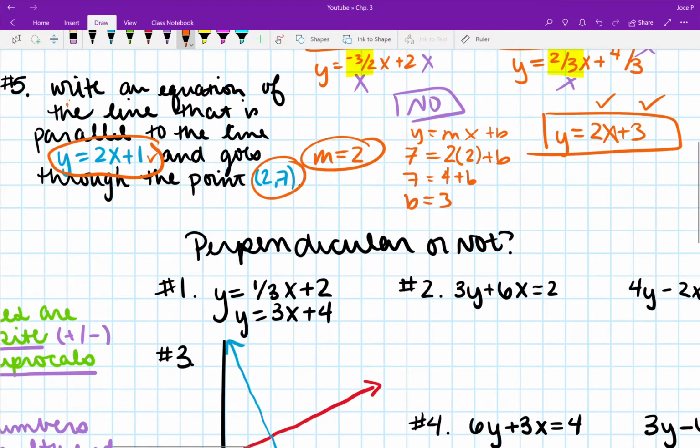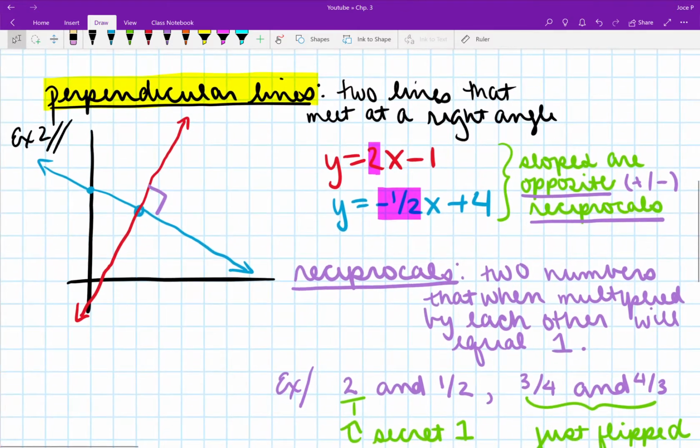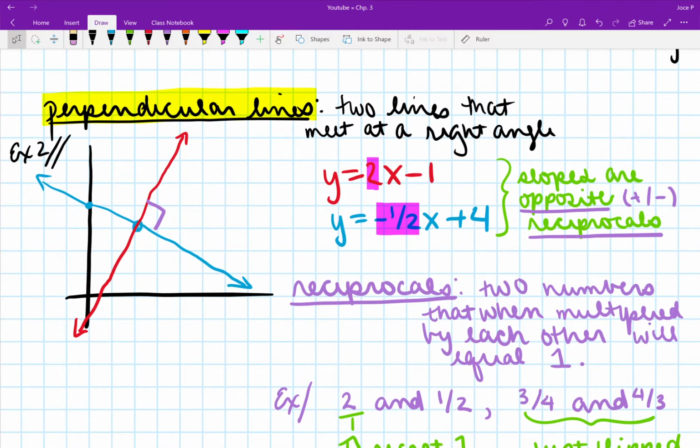Great. Now let's go on to, as I said earlier, perpendicular lines. Perpendicular lines are two lines that meet at a right angle. It's one of the special cases of lines that have one solution, intersecting at a single point. Now, what do perpendicular lines entail? Well, we have to learn another vocab word first.